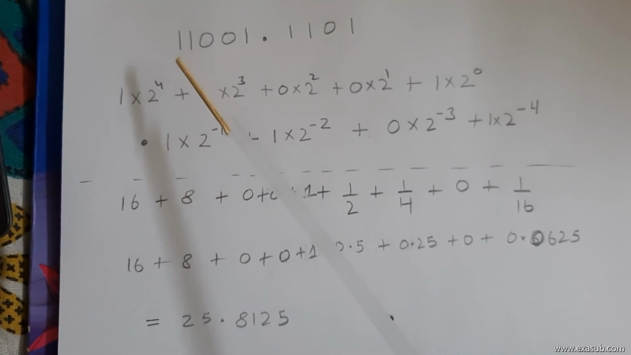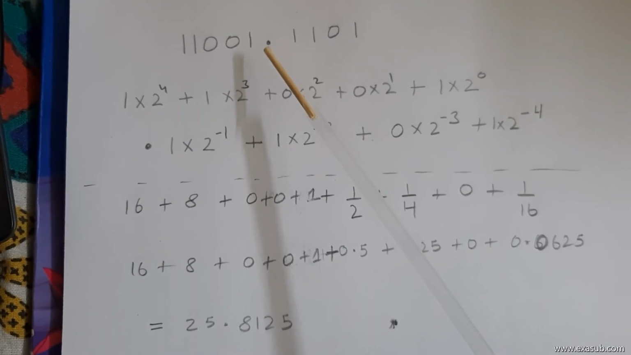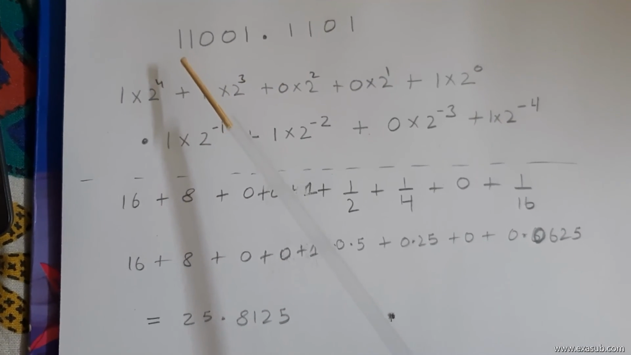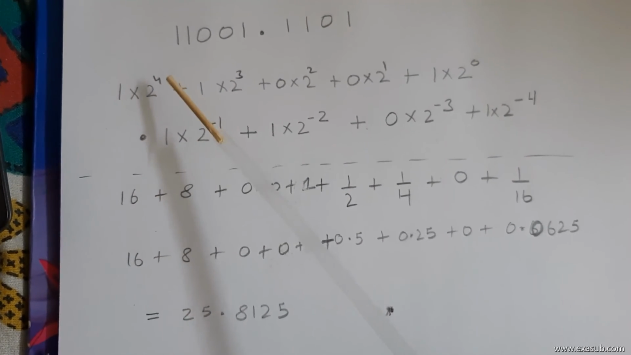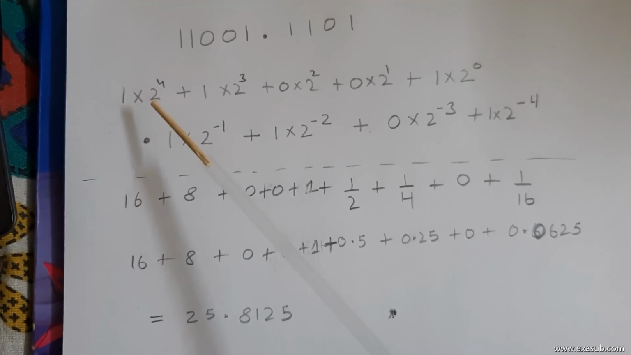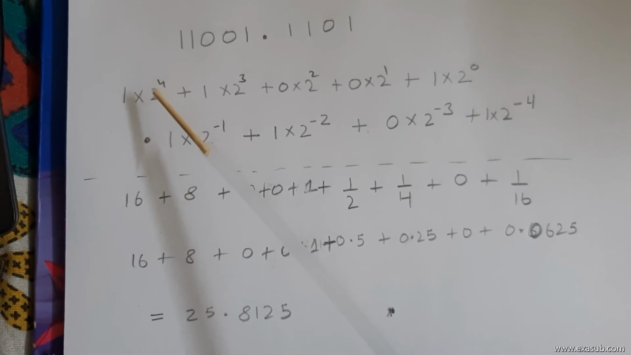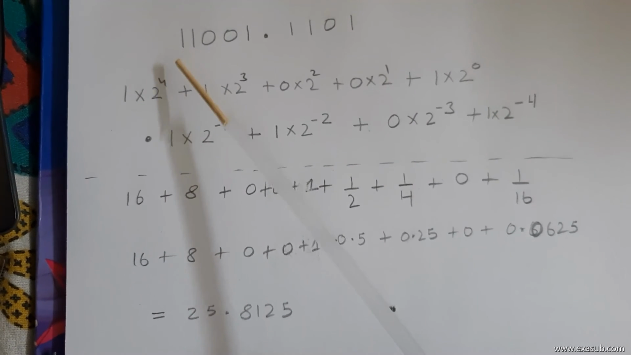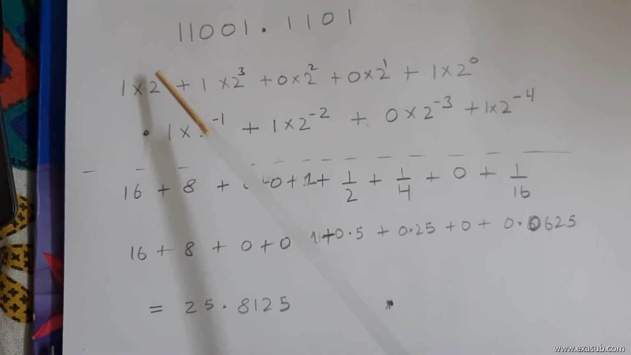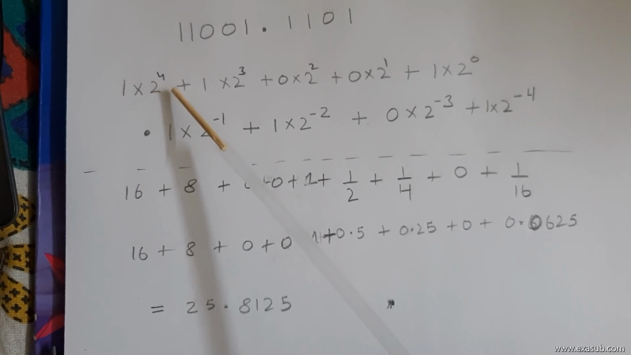To the left of the binary point we have an integer. The integer can be represented by multiplying the face value with its positional weight, and the positional weight is 2 raised to the power of the position of that digit. So here it is 2 raised to the power 4, and the face value is 1.